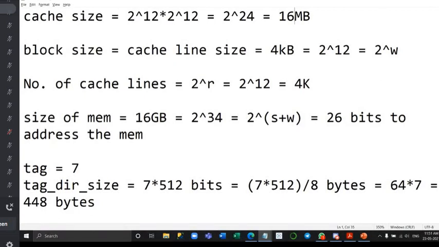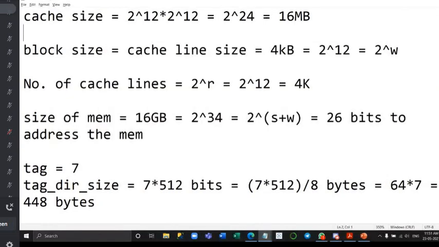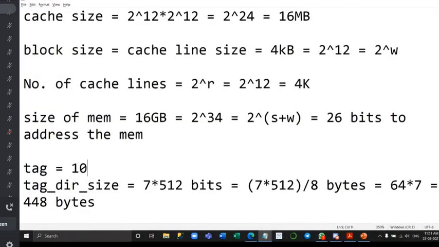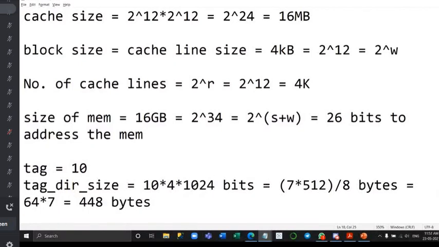Makes sense, right? The second part of the question: we found the cache memory, right? Now the tag directory size. We know the number of bits in the tag is given, 10. So we have 10 bits in the tag. The tag directory size is basically 10 multiplied by how many cache lines you have. The number of cache lines you have is 4 into 1024, right? If you divide this entire thing by 8, you will get the byte size.